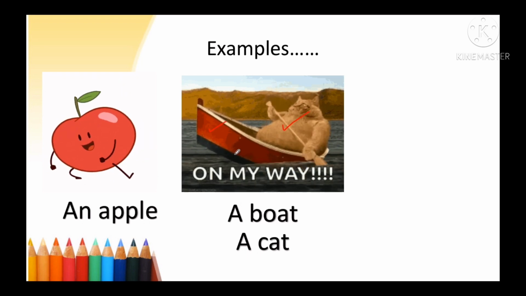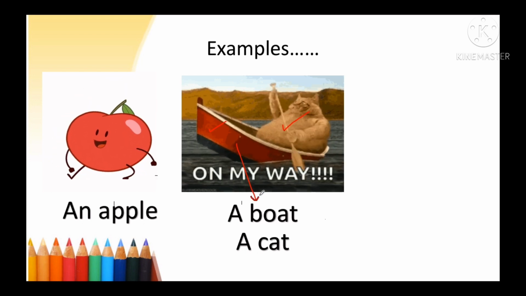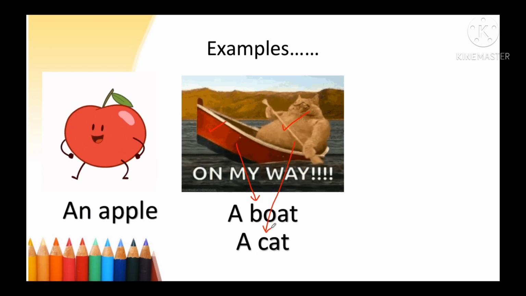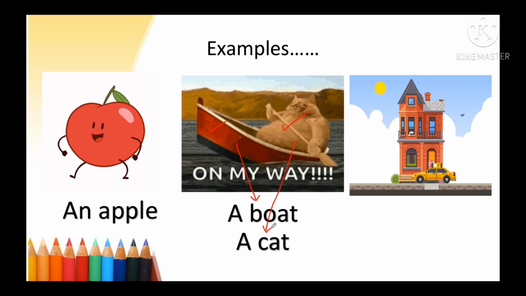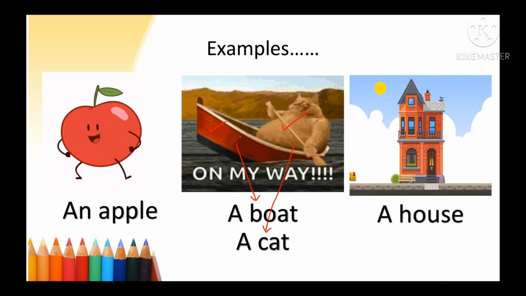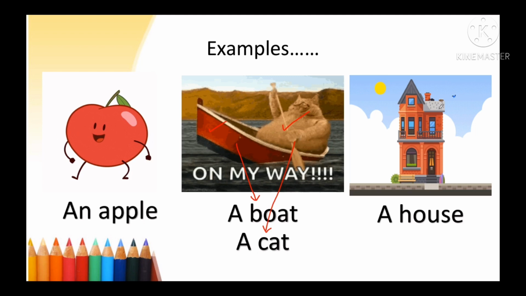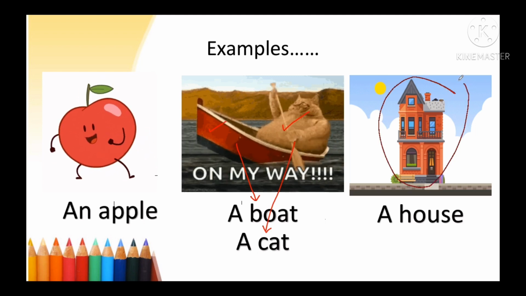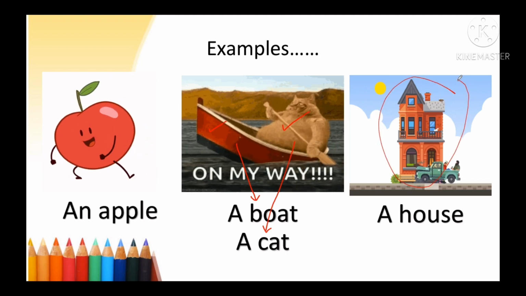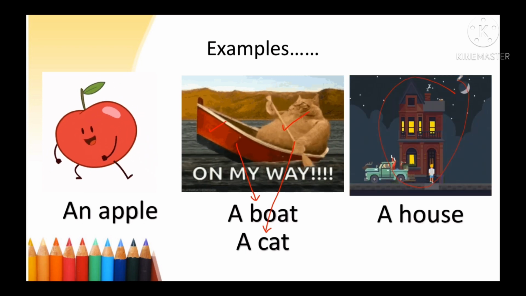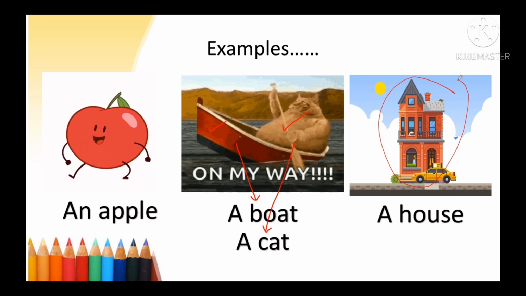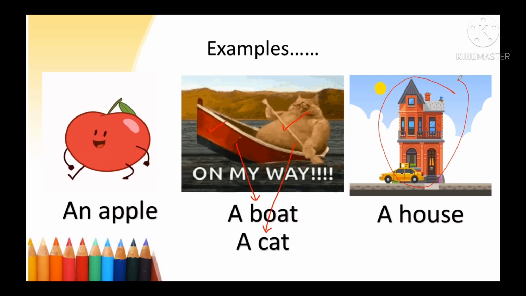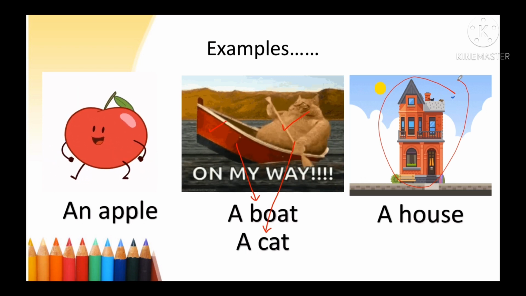There's a boat and a cat. Right? Okay, the third picture. There's only one house. So, a house. It is only one. Right? So, in singular, we are talking about only one noun. Only one noun. Alright? How about if we will say plural?